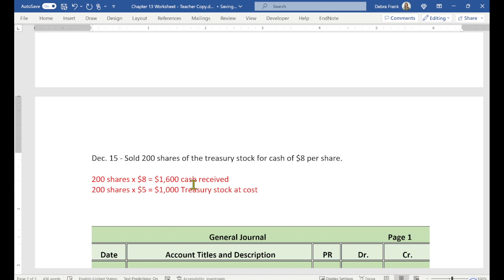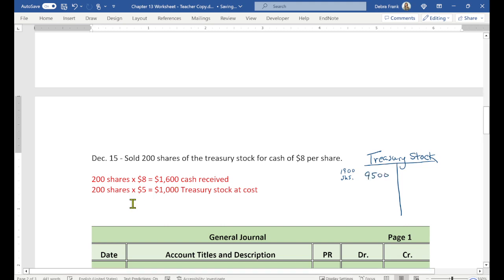All right. So let's make a T account here, because that will help us understand what's going on. Let's just draw a little T here, and this is for Treasury stock, and it was originally 1,900 shares, right? And that was 9,500. That was the first part.